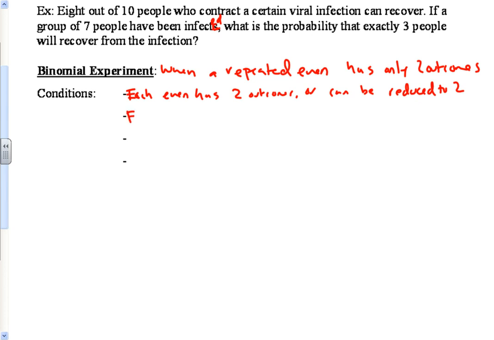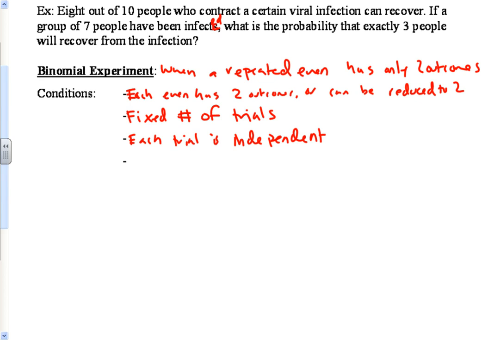You have to have a fixed number of trials. Alright, so that means that there are 7 people who've been affected. Or I'm going to flip the coin 12 times. But there has to be a finite number of times. Each trial is independent. All right, so each trial can't affect the one that comes after it, and the probabilities must be the same for each trial.